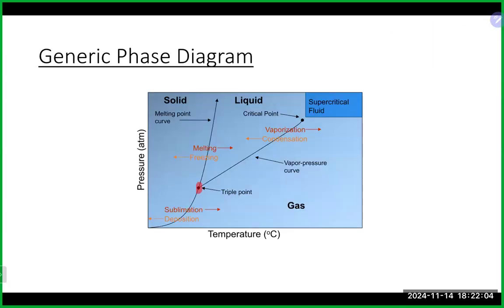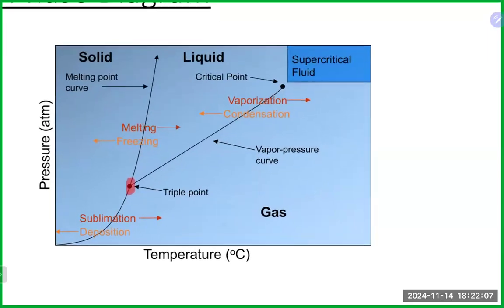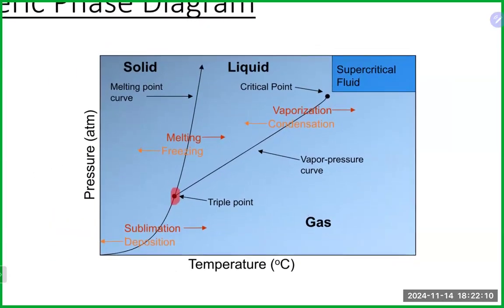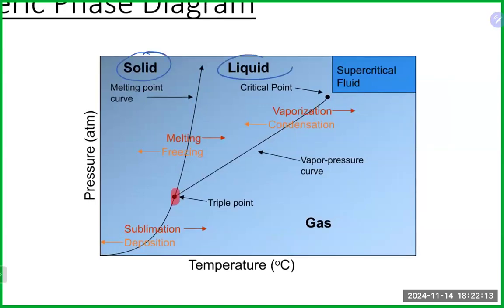So here is a generic phase diagram, and you do need to know where everything is on this diagram. So here, typically we go solid, liquid, and gas, kind of left to right in those different quadrants. As we go across the melting point curve here, we go from solid to liquid, that is melting. And if we go in the opposite direction, liquid back to solid, that is freezing. This is our vapor pressure curve. And as we go from liquid to gas, that is vaporization. And as we go from gas back to liquid, that is condensation.